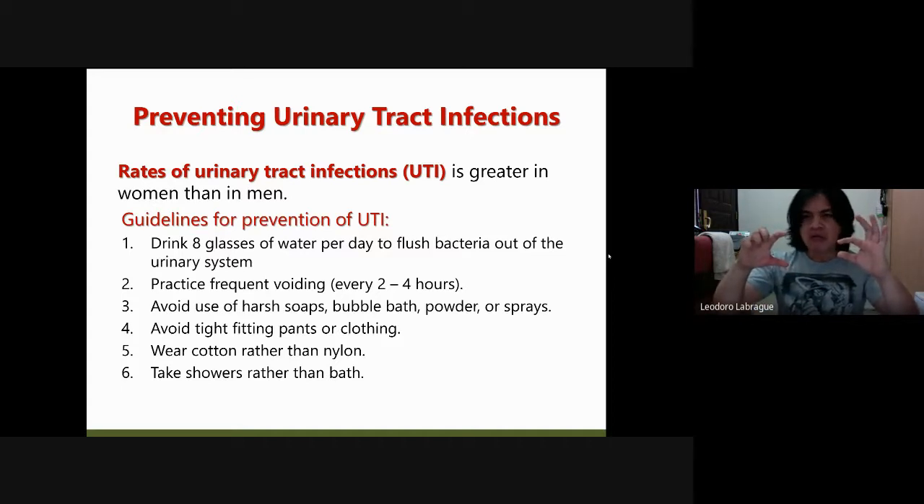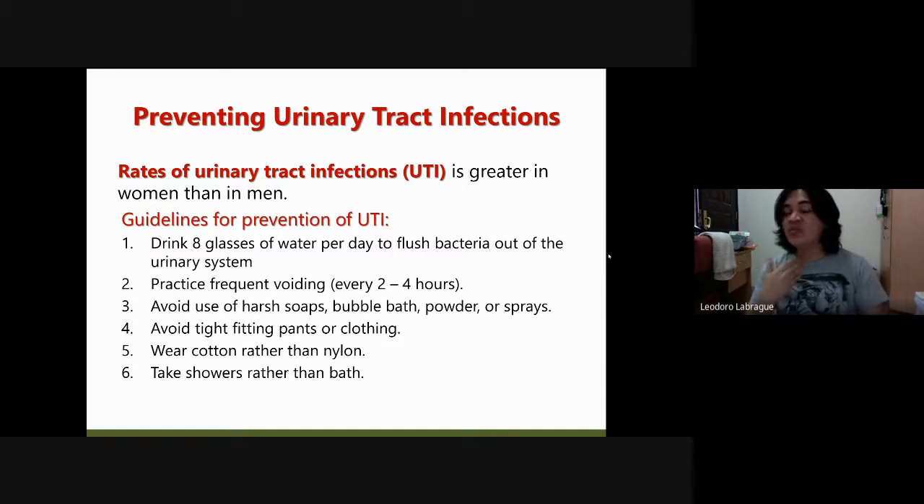Mister, why are women at risk of UTI with regards to the length of the urethra? If the urethra is short, microorganisms can easily access the bladder, causing urinary tract infection. Because the urethra of men is longer, it is very difficult for the microorganisms to reach the bladder. That explains why women have higher rates of urinary tract infection. Now, if a patient has an infection of the urinary tract, we call it UTI. As the nurse, what can we do?